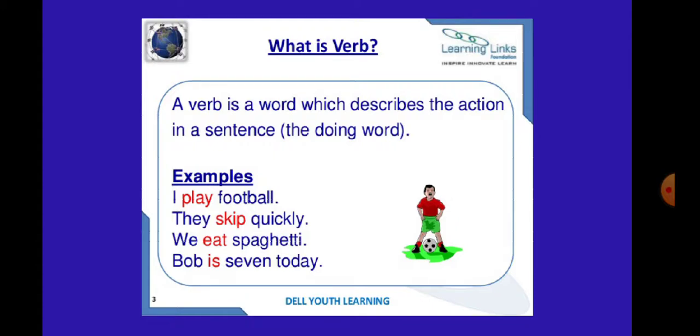A verb is a word. At first you see what is verb. A verb is a word which describes the action in a sentence. It means a verb is a doing word. Examples: I play football. They skip quickly. We eat spaghetti. Bob is 7 today. The red words given in the sentences are verbs.